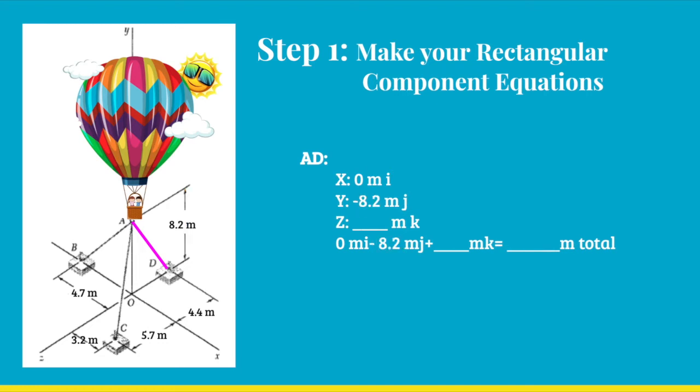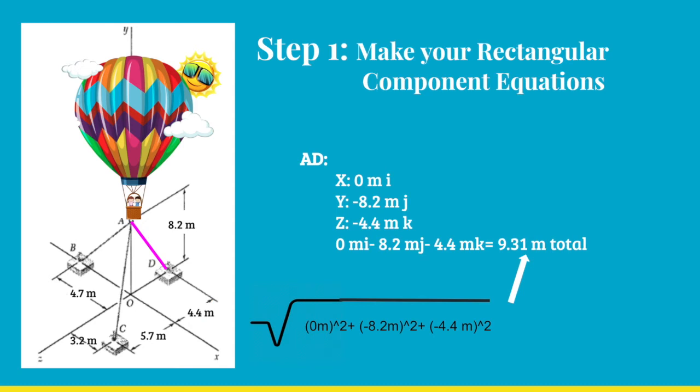Finally, let's take a look at the Z component. The orange line shows us that there is a Z component present and that the value is 4.4 meters. Since the cable is going from A to D, the cable is going backwards, behind the x-axis, so it is therefore negative 4.4 meters that will be in the equation.